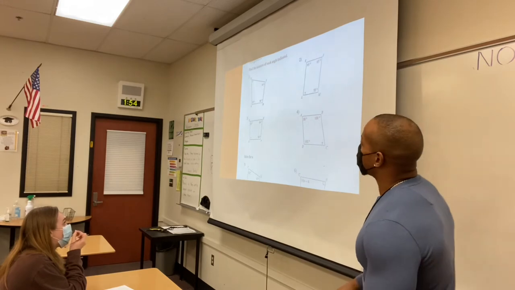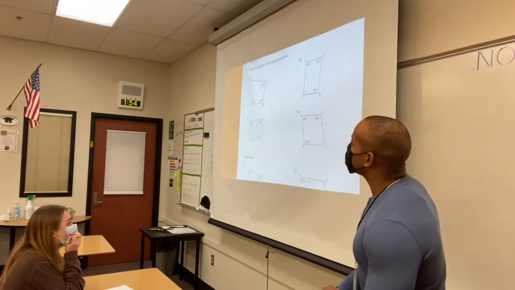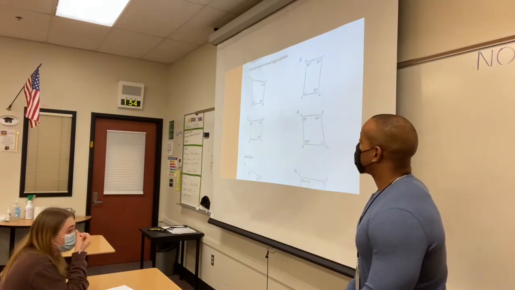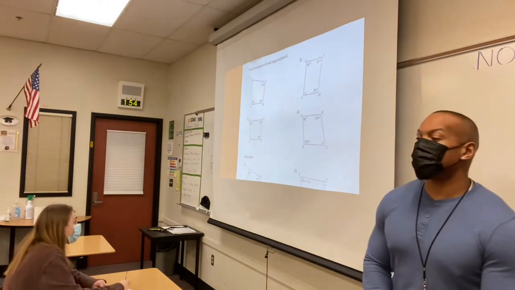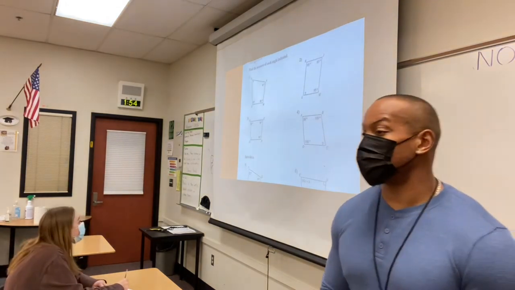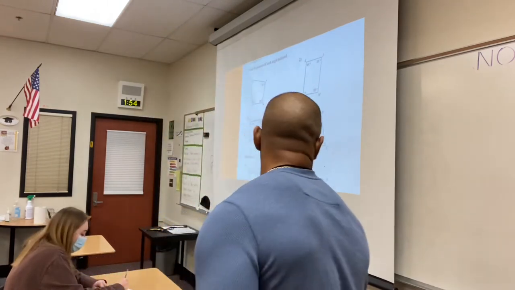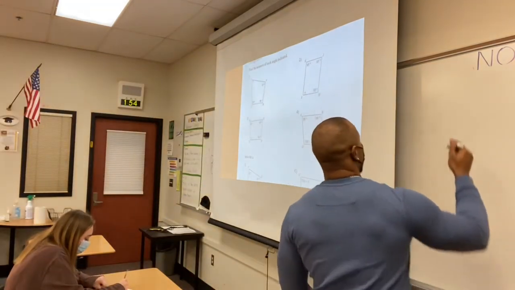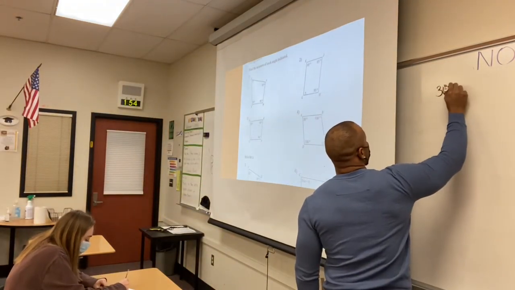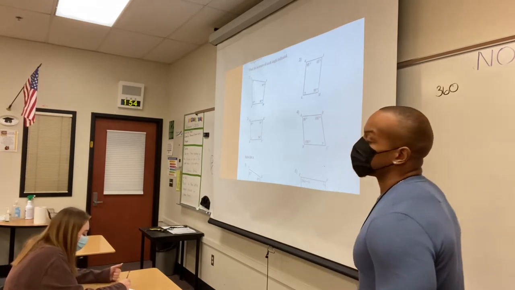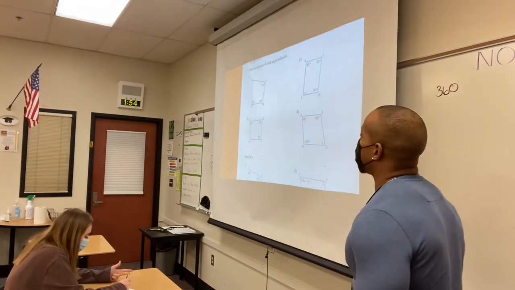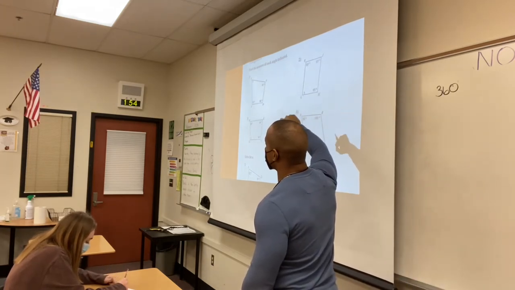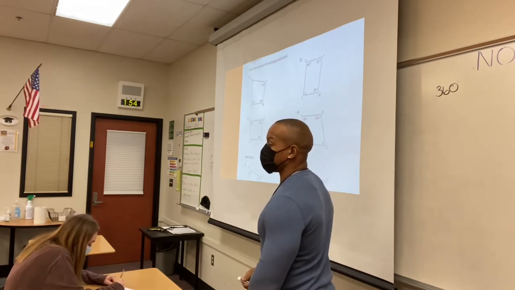The first question is asking, for the first four, find the measure of each angle indicated. So, how would you go about finding the missing angle? The first thing you know is you have a sum total of 360 degrees. Everything starts, every quadrilateral starts with 360 degrees. If you have four angles, you have three accounted for and then one question mark.